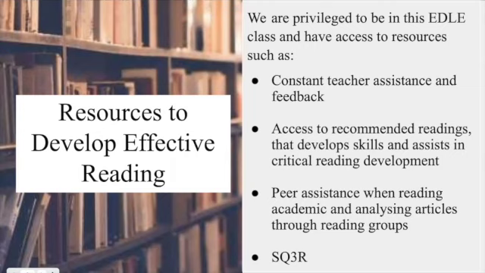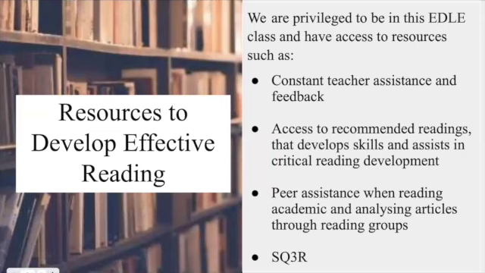These resources include constant teacher assistance and feedback in skill-specific topics for university learning, access to recommended readings that develop skills and assist in critical reading development, and peer assistance when reading academic articles through our reading groups. There are also resources outside the classroom that can assist in critical reading skills, such as the SQ3R method, which stands for Survey, Question, Read, Recite, and Review. This is a resource that can assist in the initial development of critical reading skills, specifically getting students to critically engage and comprehend texts.